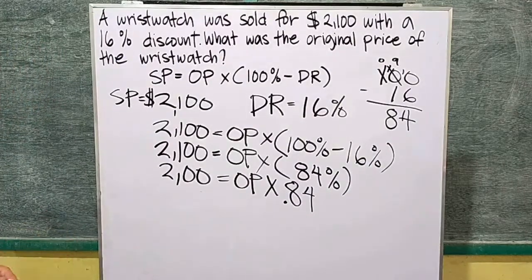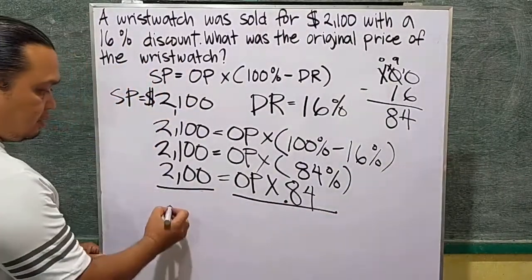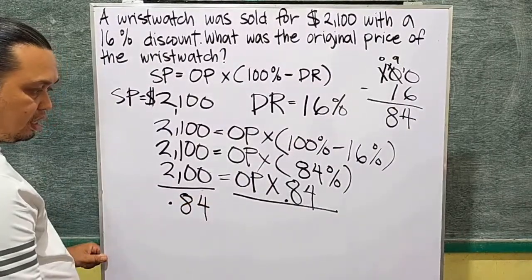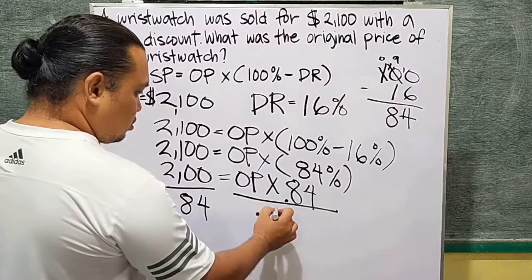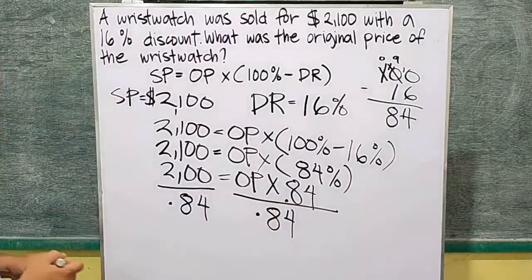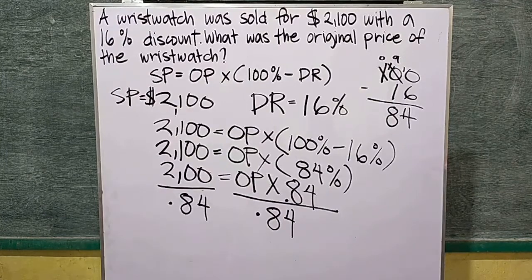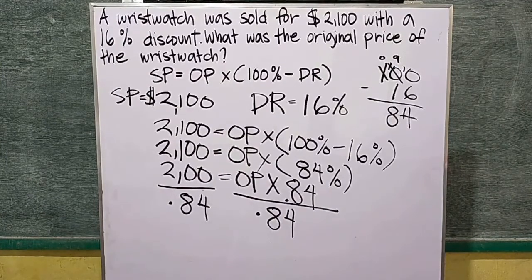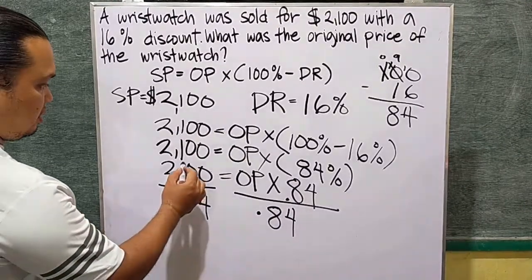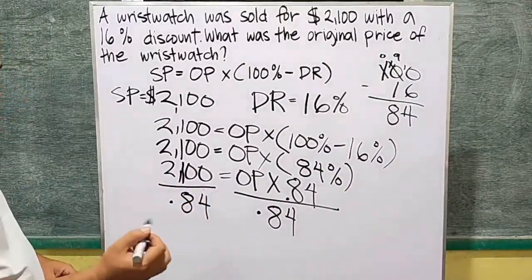so that we can find the original price. So what we need to do is divide both sides by 0.84. Why? So that we can cancel 0.84 here, and OP will be the remaining. So we can find the OP. Therefore we have 2,100 here divided by 0.84. So let's do that.